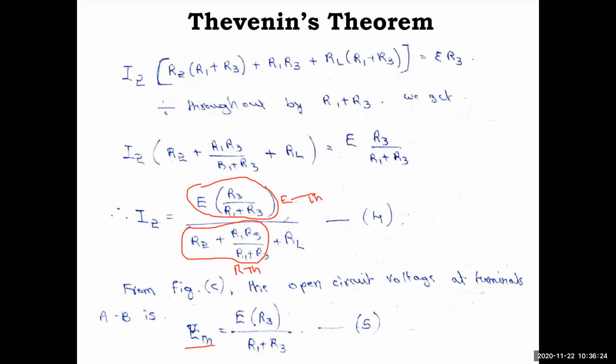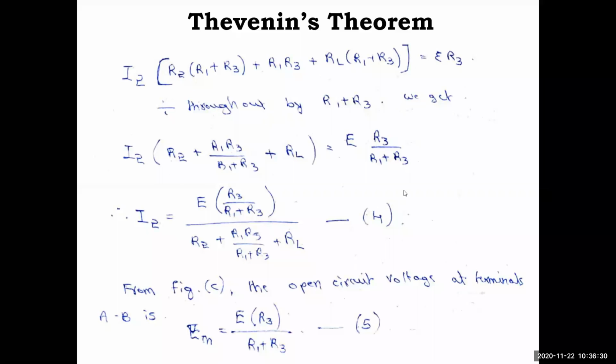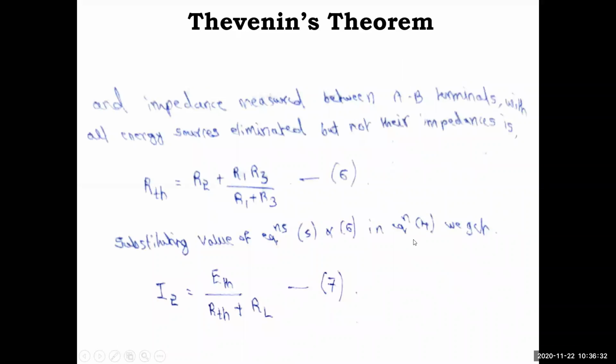Clear? So that equation, we'll write it now, make it equation number 7. That is the final equation of this circuit. Substituting the values of 5 and 6 in 4, you get I2 is equal to ETH by RTH plus RL. So make this equation 7. Hope this is clear and understood so far. If not, you can rewind and see the video.